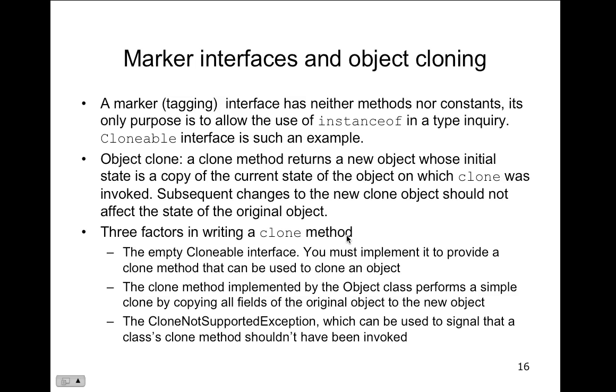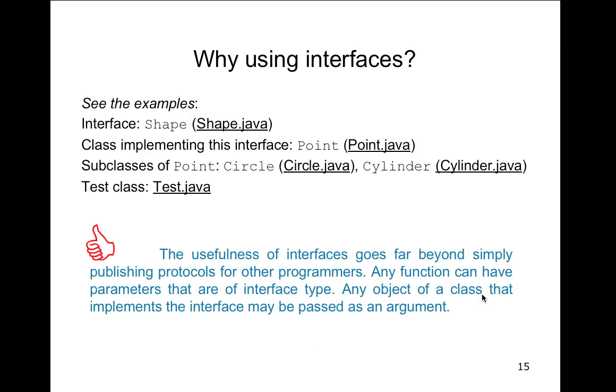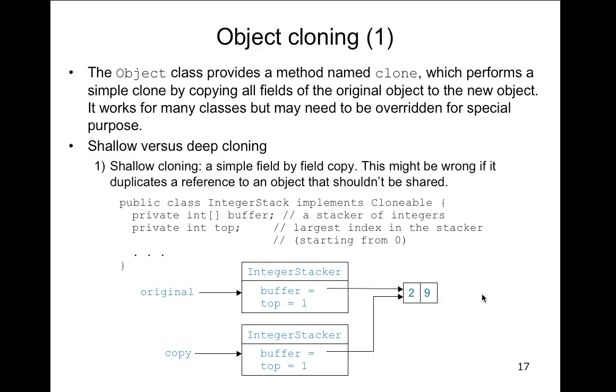So three factors are involved with cloning a method. The empty Cloneable interface must be implemented to provide a clone method. The clone method implemented by the Object class performs a single clone, copying all fields. A CloneNotSupportedException will occur if the functionality won't work. And I forgot to tell you, we kind of transitioned. This was the last slide of the interfaces. I'm talking about the Cloneable concept at this point. No, I did cover this actually.